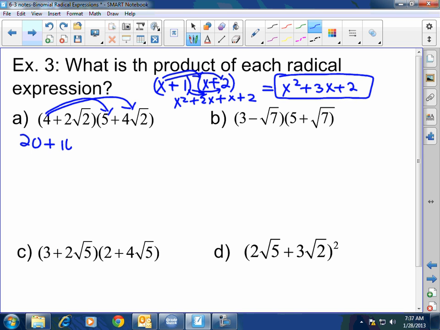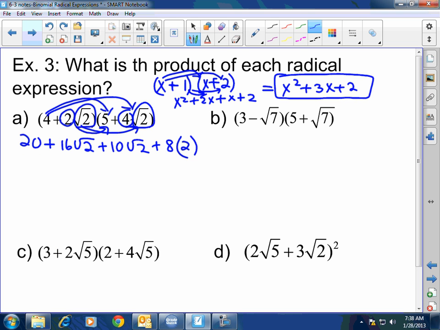Plus 16 times the square root of 2, because 4 times 4 is 16. 2 square root of 2 times 5 is 10 square root of 2. And 2 square root of 2 times 4 square root of 2, do this smart. 2 times 4 is 8, times square root of 2 times square root of 2 is going to just come out as a 2. Why? Because the square root of 2 times the square root of 2 equals the square root of 4. The square root of 4 is 2.